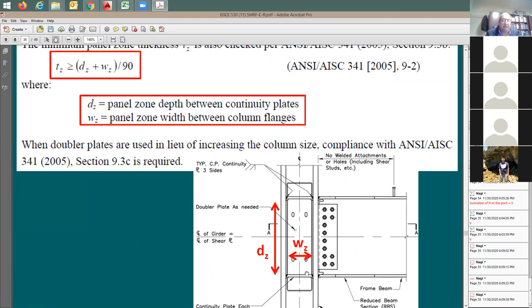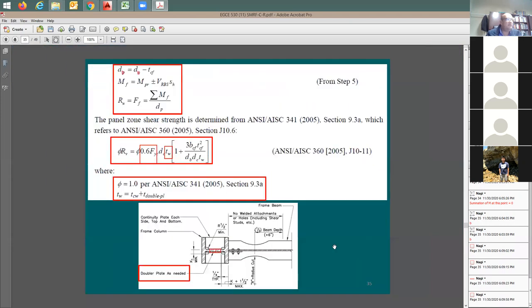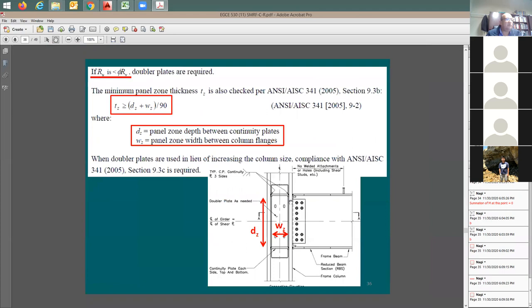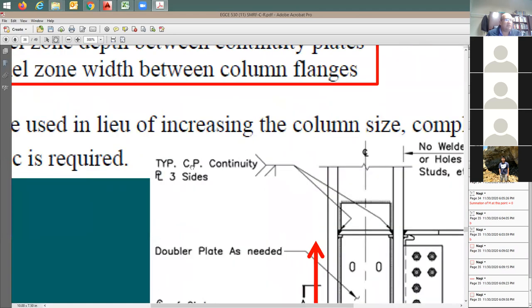To make it easy and not do the weld thickness analysis, like the weld thickness analysis that I did for the continuity plate, I can just use a full penetration weld here. See this? Complete penetration weld on three sides, on this side and that side. If you do complete penetration, it means you don't really need to do any analysis for the weld. Does it make sense?